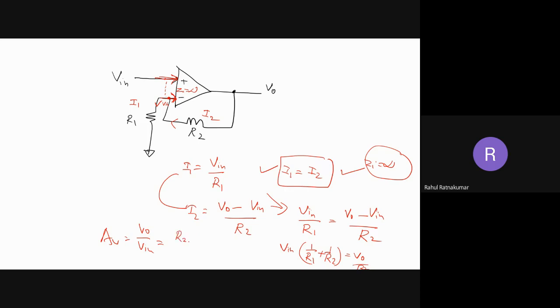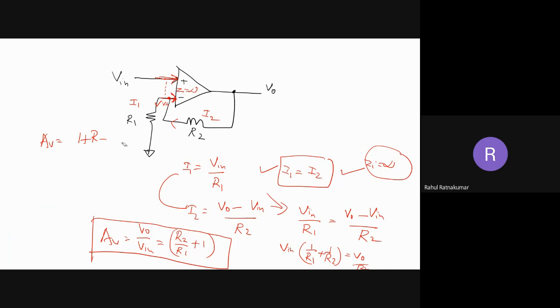That means R2 divided by R1 plus 1. Right? So this is what we get. This is the gain after simplifying. So the gain of a non-inverting amplifier is, there is no negative sign, 1 plus R2 divided by R1.